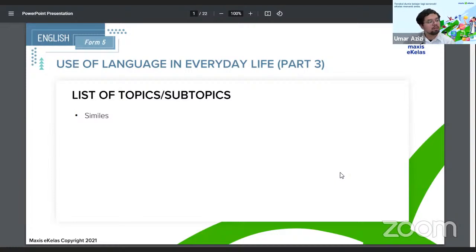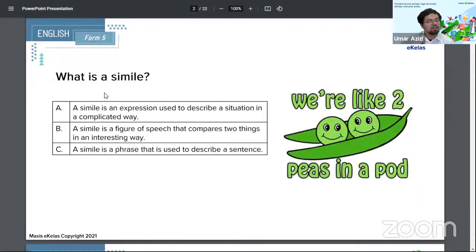Let's go. Today, we're looking at similes in the use of language in everyday life. Now, what is a simile? It's either A, B, or C. A, a simile is an expression used to describe a situation in a complicated way. B, a simile is a figure of speech that compares two things in an interesting way. Or C, a simile is a phrase that is used to describe a sentence. I can tell you up front that C is probably not the right answer, perhaps.